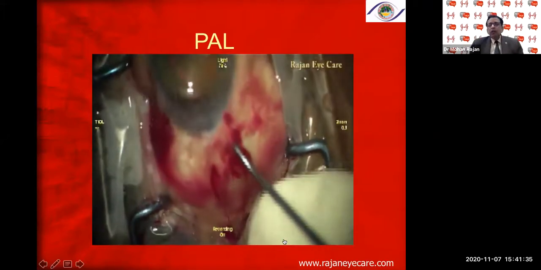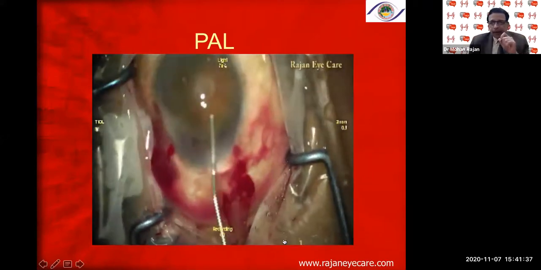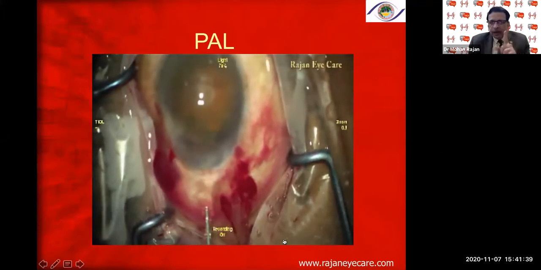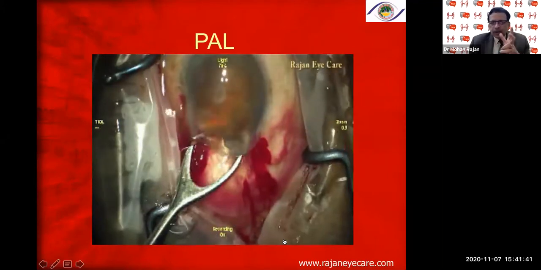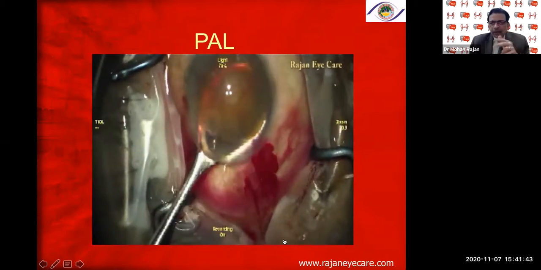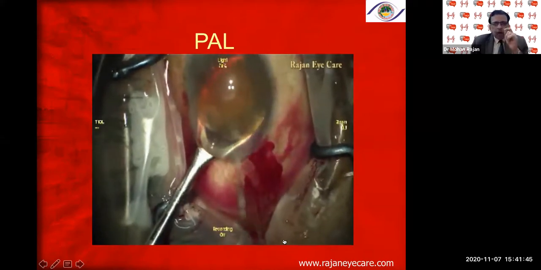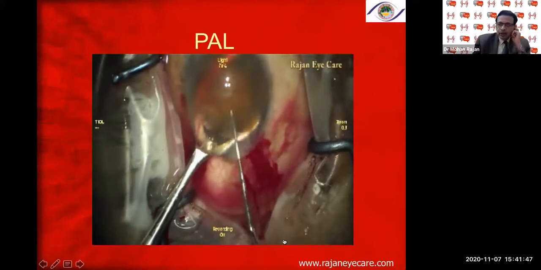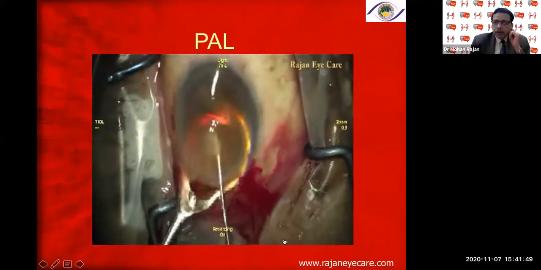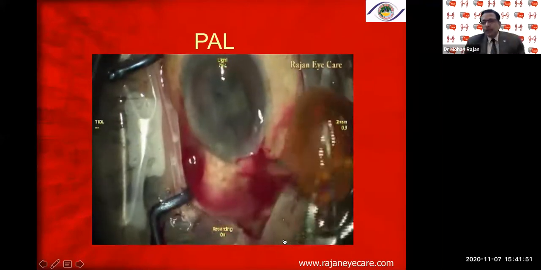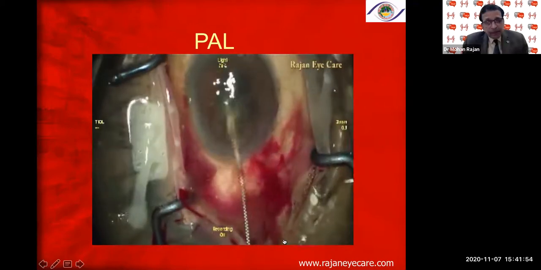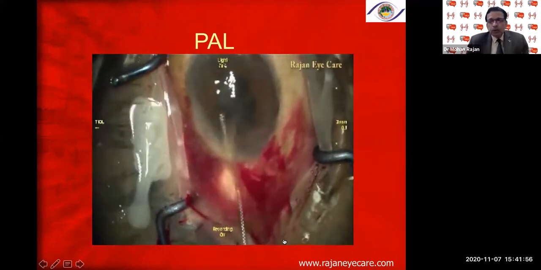Only thing is, don't attempt this PAL if the nucleus is completely going inside, or pieces of nucleus are going inside, or in younger patients who have high myopia. All these patients with posterior capsule rupture or nucleus drop, make sure that you follow these patients, because they have an increased incidence of endophthalmitis also. I always suture all these wounds.